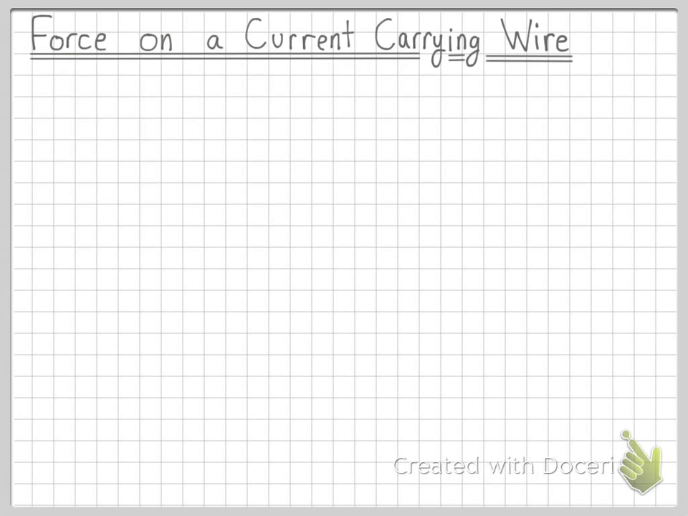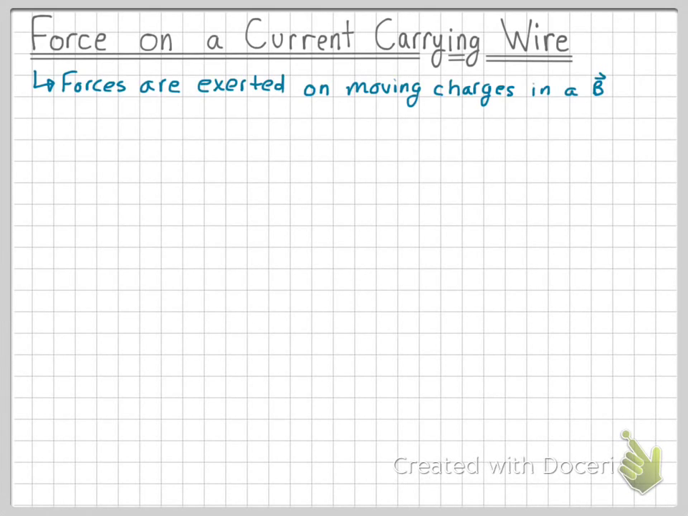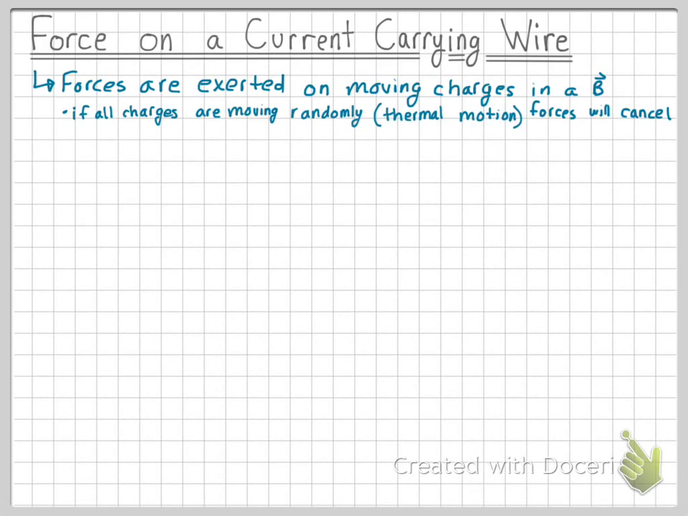This video covers what happens to a current-carrying wire when placed in a magnetic field. We know that forces are exerted on charges that have a velocity within a magnetic field, as shown with the right-hand rule. Electrons have thermal motion. This is when the electrons are rapidly jumping from atom to atom.